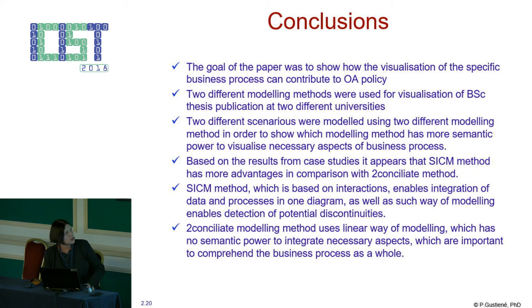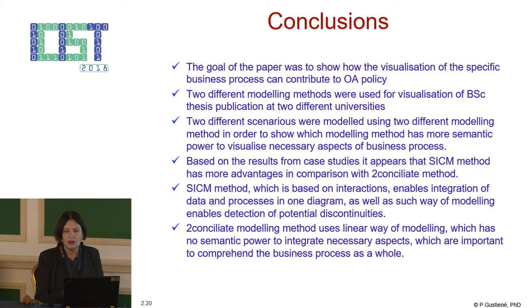Based on the results, we see that the Sigma method has more advantages in comparison with the conciliate method. Because if we look at the problems that we have with traditional methods, Sigma construct provides the possibility to integrate data and processes, to follow interaction between different actors. The conciliate method does not provide that. It is a linear, one-way sequence, and it's very difficult to follow the interaction between different actors. That is important for following responsibilities. So I think that was enough.